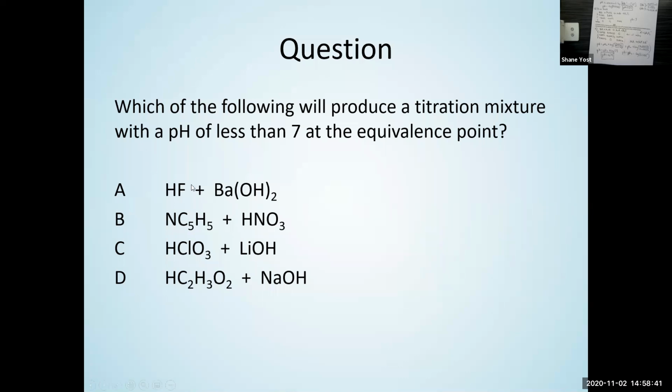B, right? So HF is a weak acid, Ba(OH)2 is a strong base that will have a pH greater than 7, okay? C, you have a strong acid, strong base, pH equal to 7 at equivalence point. D, you have a weak acid, strong base, so that's going to have a pH greater than 7 at equivalence point. And then NC5H5 is a weak base, okay? Maybe not one we're familiar with and use too often, but that is a weak base, so that reacting with a strong acid will have a pH less than 7 at equivalence point. Okay? So B here.